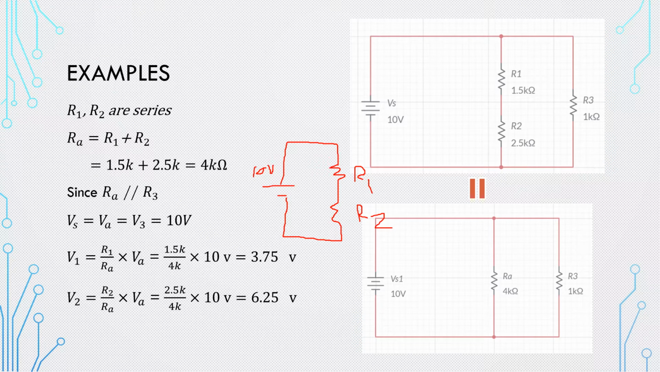Then I need to apply VDR for this small circuit. So basically R1 divided by, so be careful here, not R total, because R total is if you want to convert the whole resistor into one resistor. Here I'm only concerned about these two resistors, which I already found to be RA.